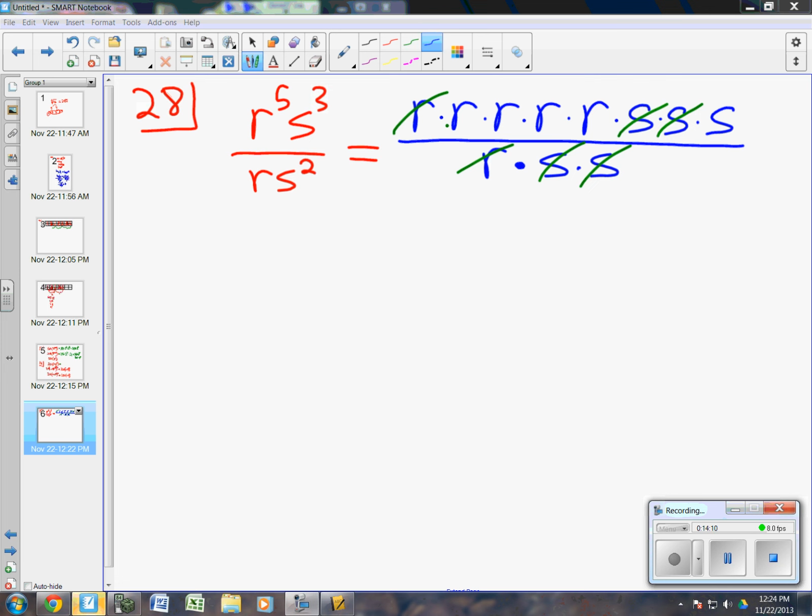Wait, say that again? R4. What does R4 mean? R to the 4th, times S. And there's my answer, right? Okay, do you understand how to do something like that? Okay? All right. I've had those before. Okay, you guys, do you want me to do one more on 18 through 29?